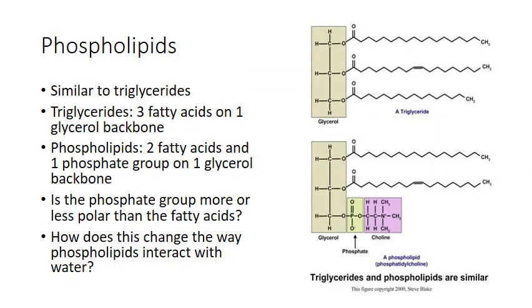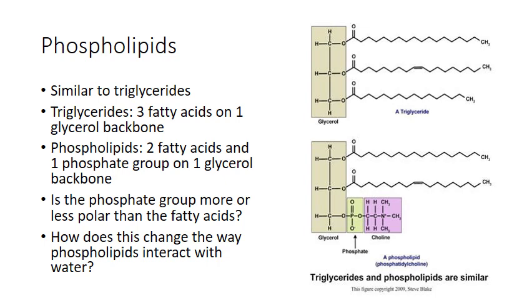Okay, so we talked about triglycerides. What we see up here is a fatty acid tail with a glycerol head group. And now one similar molecule that we'll talk about a lot is the phospholipid. They just have two fatty acid tails and then this phosphate group.